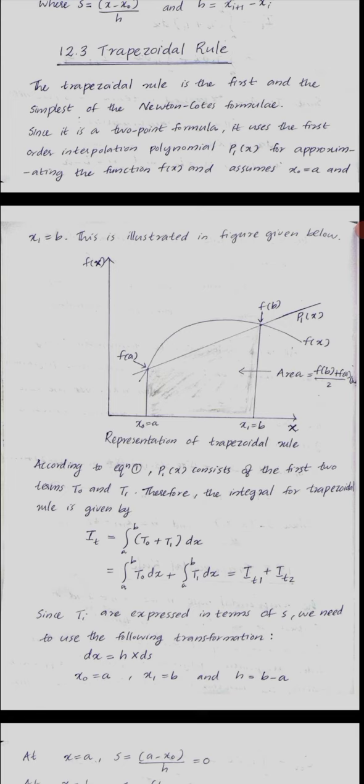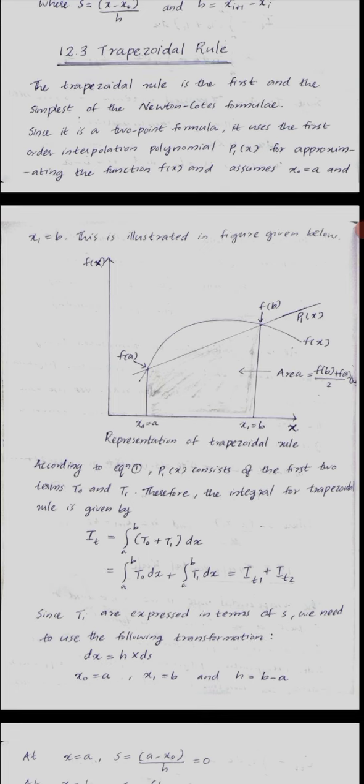According to equation 1, p1 of x consists of the first two terms t0 and t1. Therefore, the integral for the trapezoidal rule is given by I equal to integral a to b t0 plus t1 dx equal to integral a to b t0 dx plus integral a to b t1 dx equal to I1 plus I2.